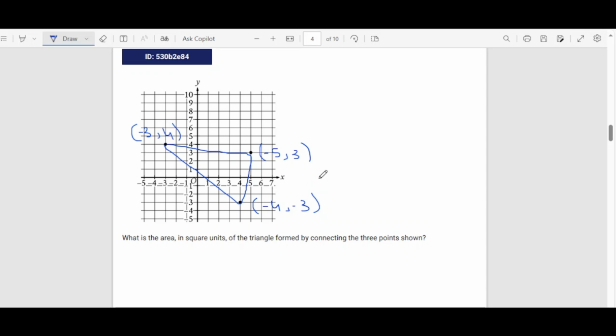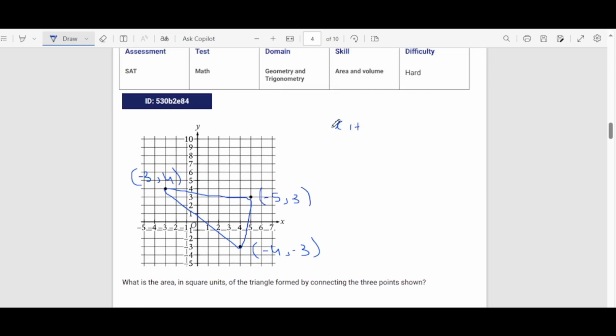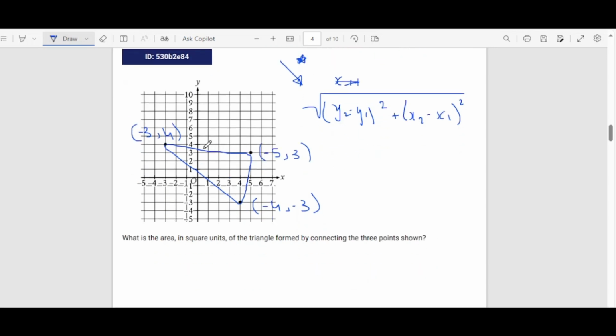And everyone knows the simple formula for the length between 2 points on a graph is the square root of (y2 − y1)² + (x2 − x1)². This is the formula for finding the length between 2 points on a graph. This is pretty helpful and you should memorize this. Let's find the length of this side here and this side, and then we can use the formula of 1/2 × base × height to find the total area of this triangle. So let's find this.